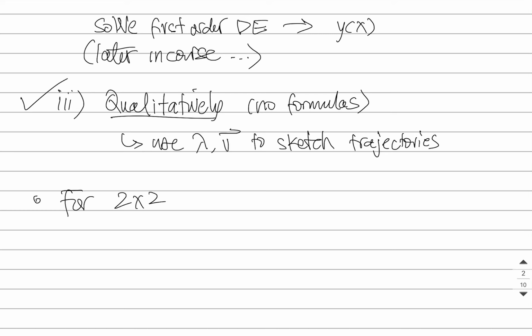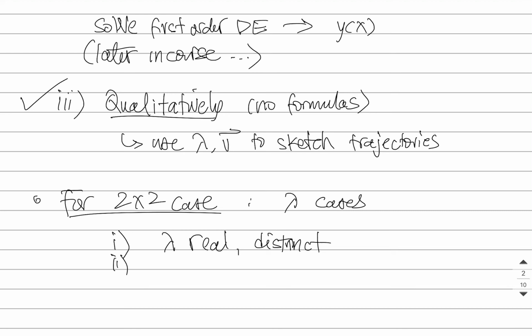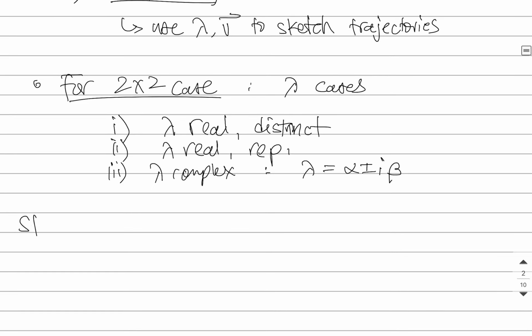For the 2x2 case, we're going to have different situations for our lambdas. The lambda cases are just like we expect. We should have real and distinct eigenvalues. We could have real and repeated eigenvalues, or we can have complex. And remember that when an eigenvalue is complex, it comes in a conjugate pair like this. So we'll start with lambda being complex because it's a nice way to show you how to eliminate the parameter and get some useful information.